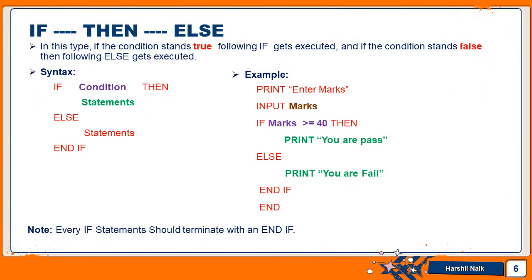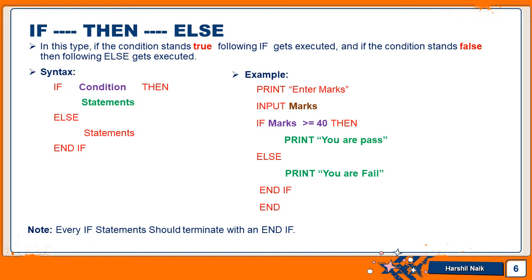Now next is if then else statement. It is the two-way decision making statement. It executes the statement of the if block when the if condition is true and executes the else block statement when the if condition becomes false. Syntax: if condition then true statement, else false statement, and in last end if.